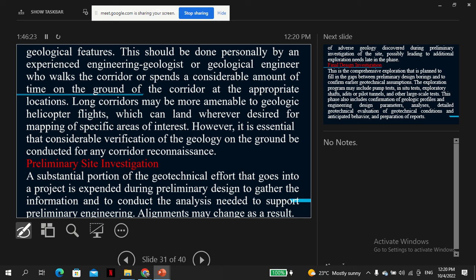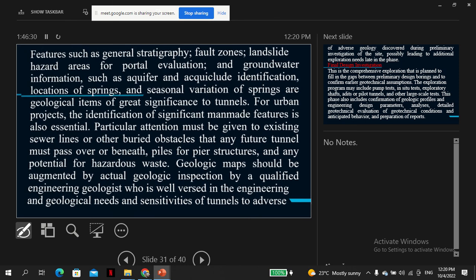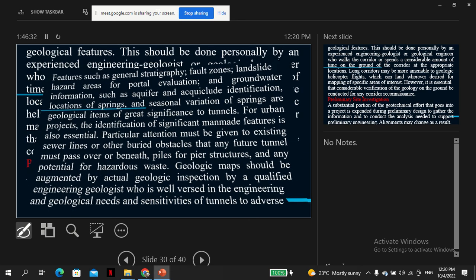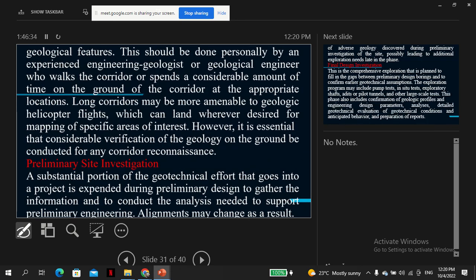So long corridors may be more amenable to geological helicopters. I think we said this. Is this a repeat? No. Okay. However, it's essential that considerable verification of geology on the ground be done. I think I've said this, that it's important. Whatever you see on a map or from a helicopter, you need to go and see, to confirm that what you see is actually representing the reality.